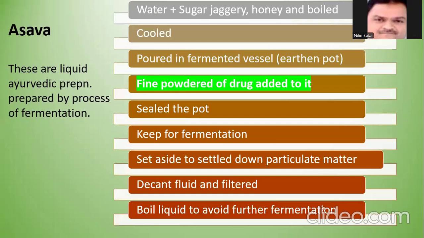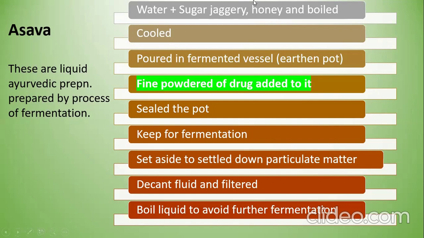So first we are going to discuss Asava. Asava is nothing but a liquid Ayurvedic preparation prepared by a process of fermentation. Fermenting agents have to be added in this case. Because of the fermentation, the drugs react with each other, and alcohol is released, which is utilized for extraction and as a preservative.